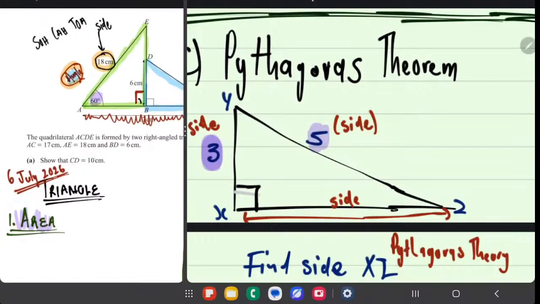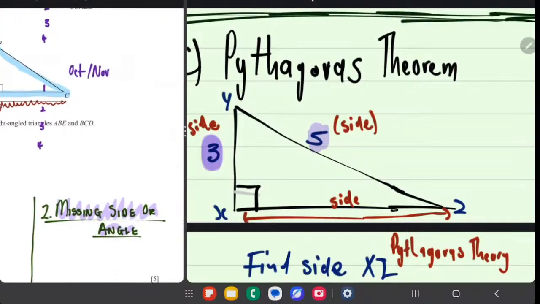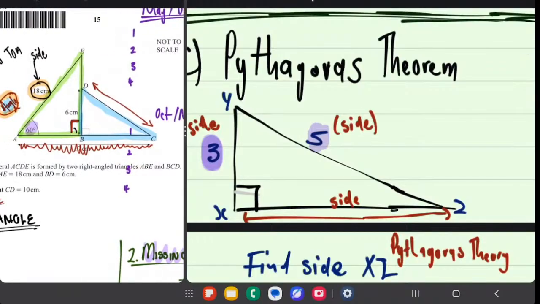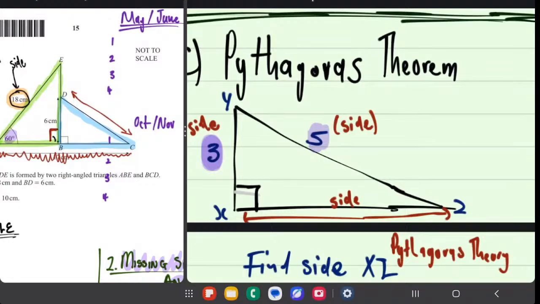They said, find CD. CD is what, Alex? This CD here. What is it? From C to D. When I say what is it, you should tell me, is it a side or an angle? It's a side. CD is a side. So there's nothing to do with angles here, right? So we have to use Pythagoras.